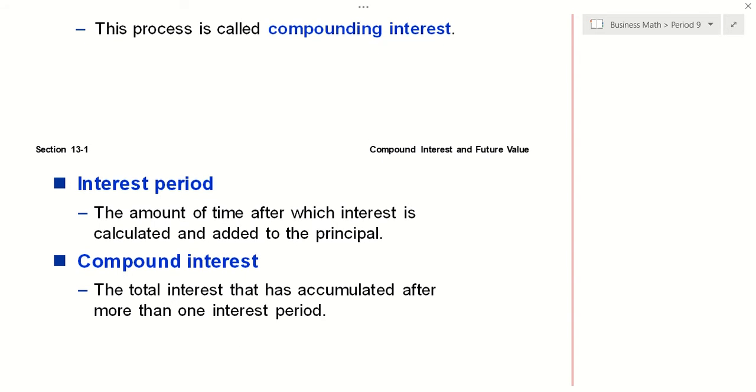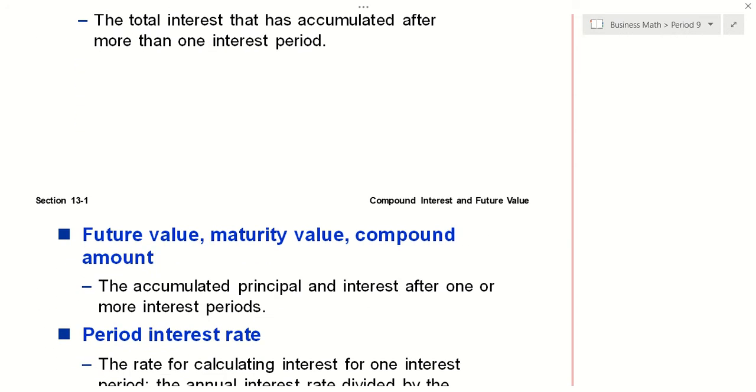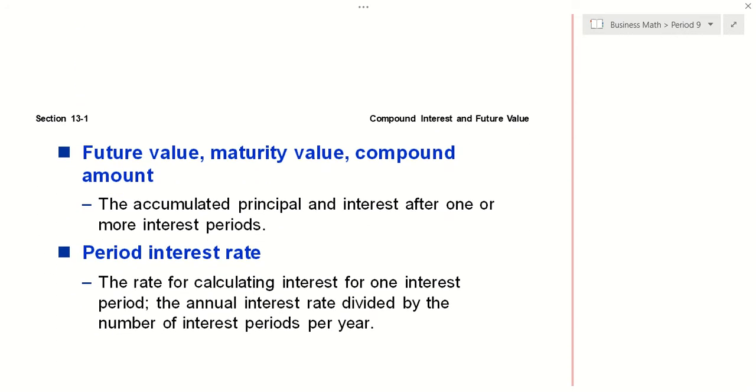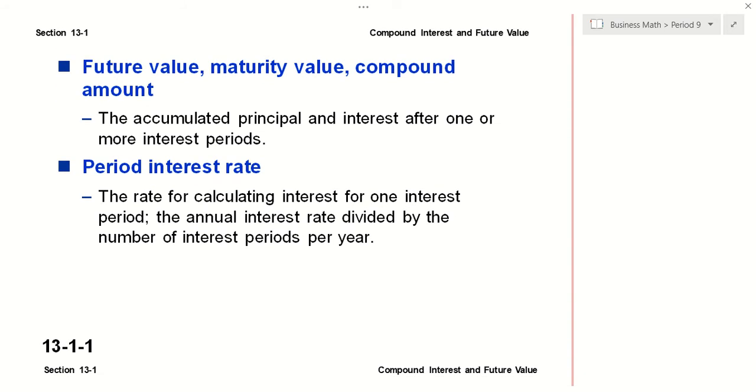There are certain things you need to know. The interest period is the amount of time after which interest is calculated and added to the principal. Compound interest is all the interest that is accumulated after more than one interest period. Future value, maturity value, or compound amount is your principal plus your interest. The period interest rate is your rate for the period. Many times you have to take the interest rate and divide it by the number of interest periods per year.